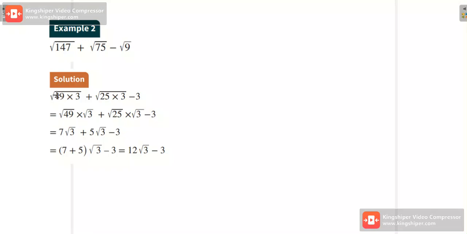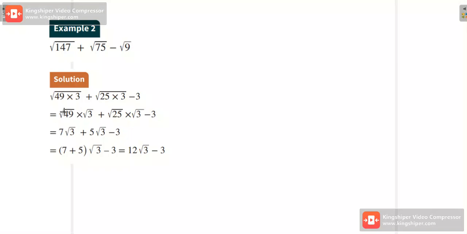Now, we can expand or simplify it into two different sets. So we have root of 49 times root of 3, then we also have root of 25 times root of 3. Then our negative 3 is standing alone. Root of 49 is 7, so 7 root of 3.